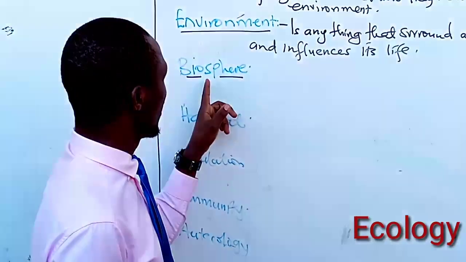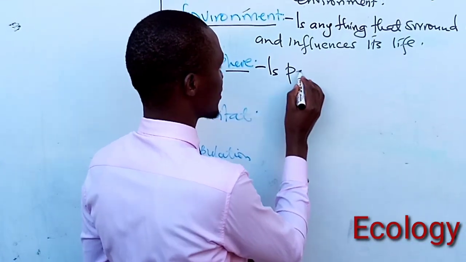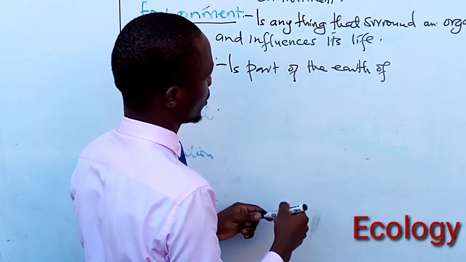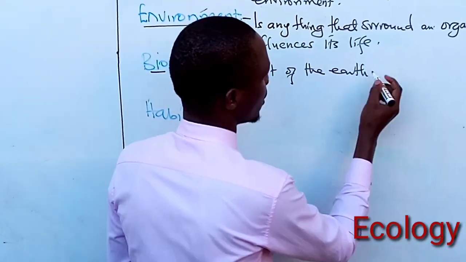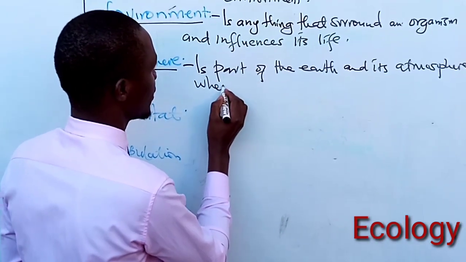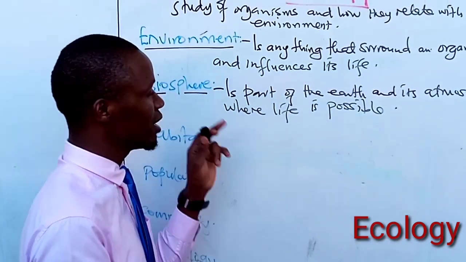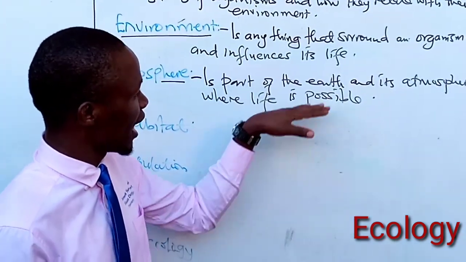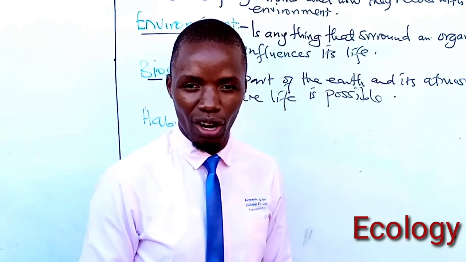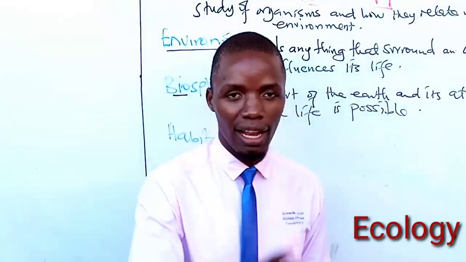So this is part of the earth and its atmosphere where life is possible. The sphere is the earth and its atmosphere. So any part of the earth and its atmosphere where an organism can reach and survive, or where an organism can live, we call a biosphere. It's a part of the earth and its atmosphere where life is possible.